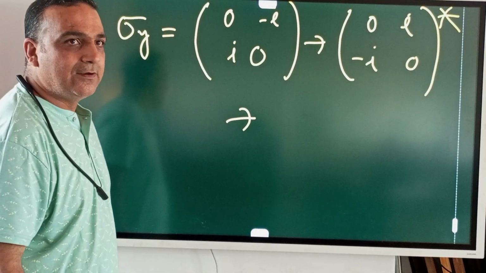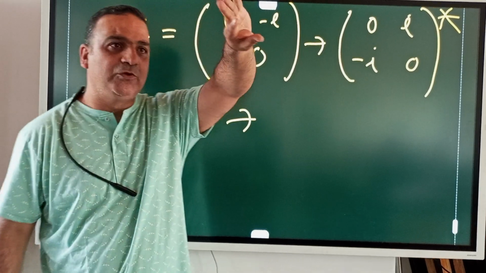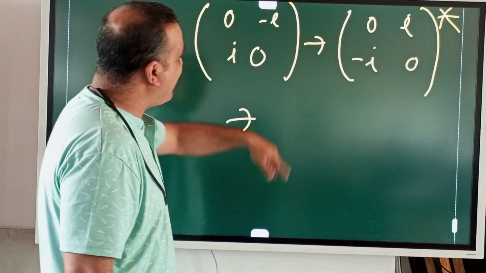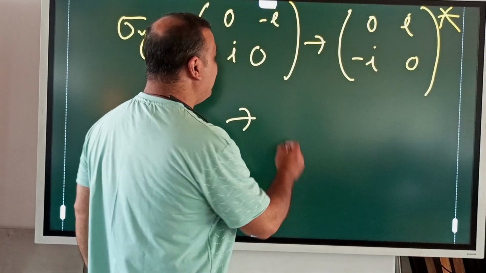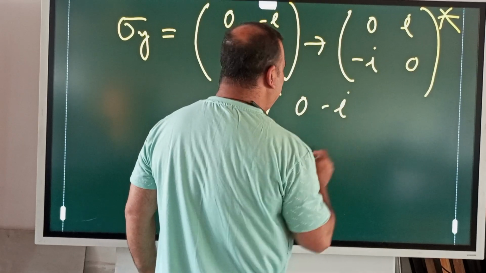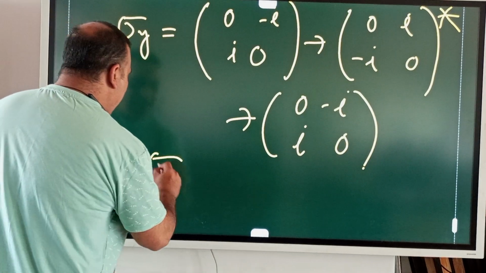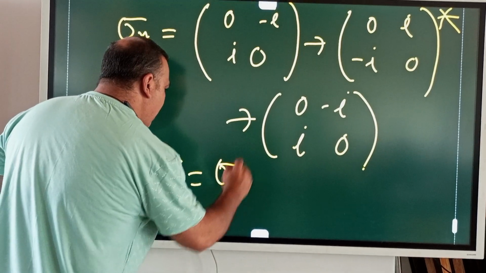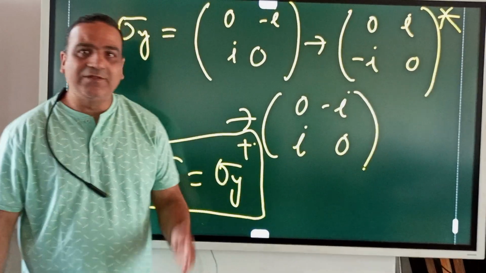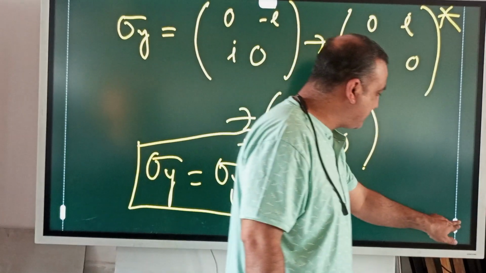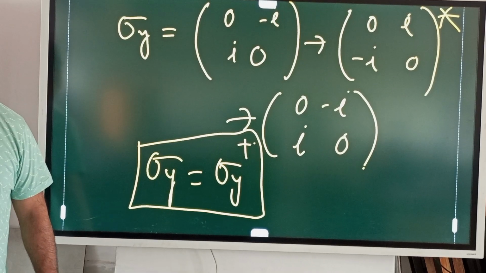I have taken the transpose of this. When you take the transpose of a matrix, you convert its columns into rows, so that's why you have plus i here. Now I'll take its complex conjugate. You will have 0, minus i, i, 0. That means sigma y is equal to the adjoint of sigma y. Confirm? Now the third part is the same thing. Maybe I'm going fast, so you copy it.